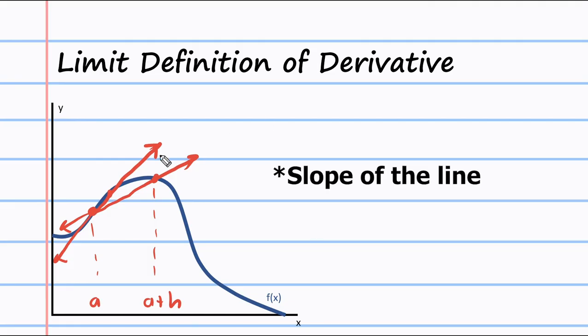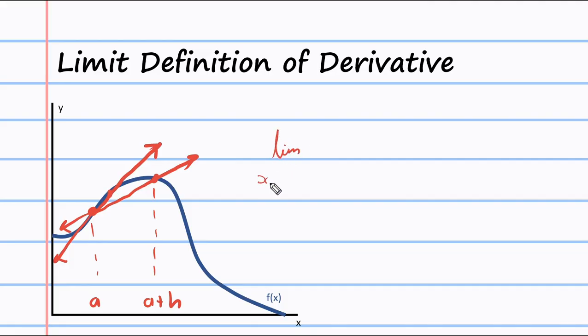So what does this remind you of? Is this something that we've seen before? Well, this is a limit. Essentially, what this is telling us is the limit as h approaches 0 of f of x plus h minus f of x divided by h, okay? This is the limit definition of the derivative, okay?